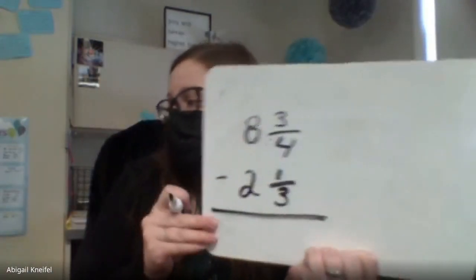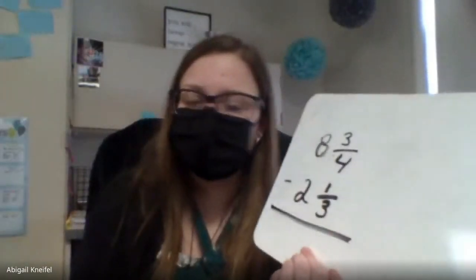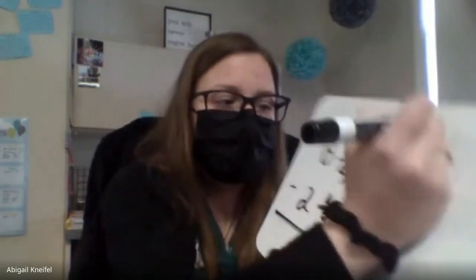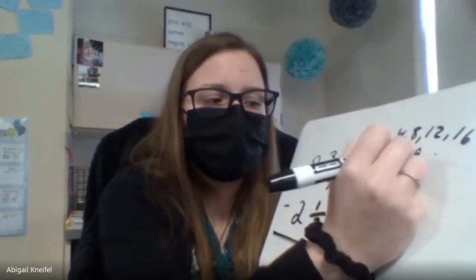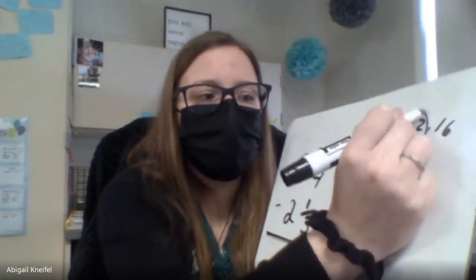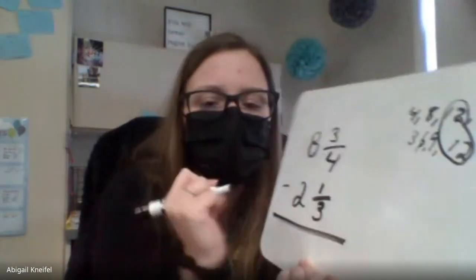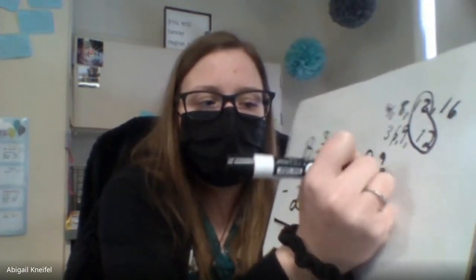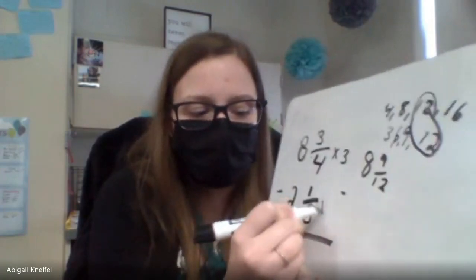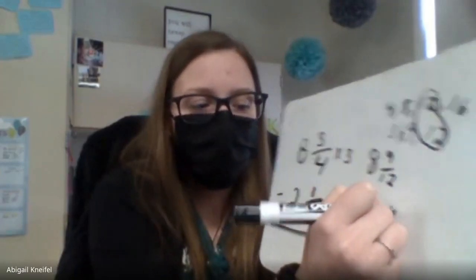All right, friends. What do we got to do? Find our common denominator. How do we do this? Well, we count 4, 8, 12, 16. Let's count by threes. 3, 6, 9, 12. Ooh, 12 is my common denominator. Both of them have to get to 12. How many times do we multiply 4 to get to 12? Times 3. So that becomes 8 and 9 twelfths. Minus, how many times do we have to multiply 3 to get to 12? 4 times, which becomes 2 and 4 twelfths.